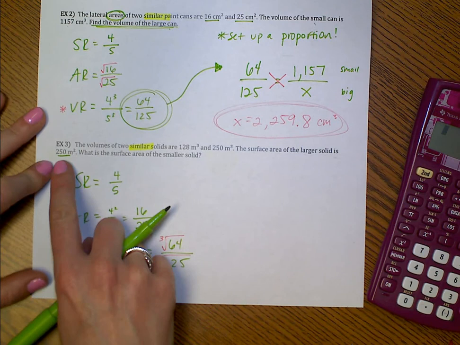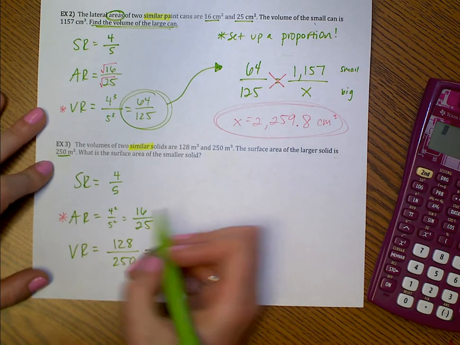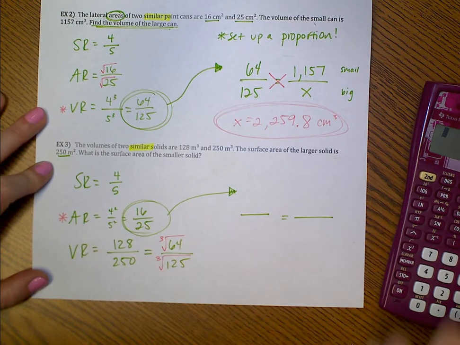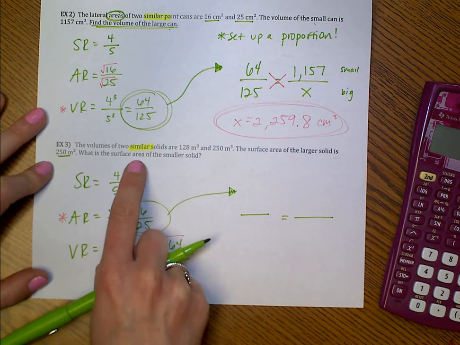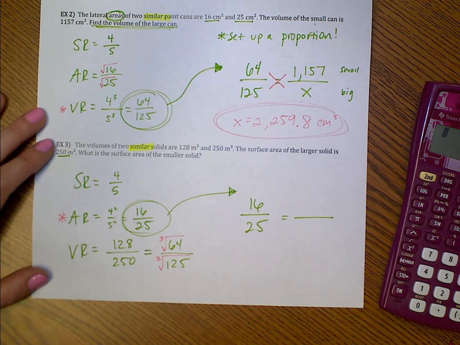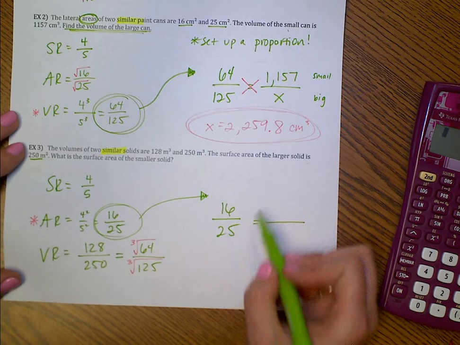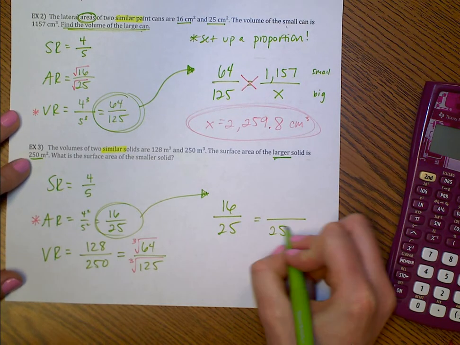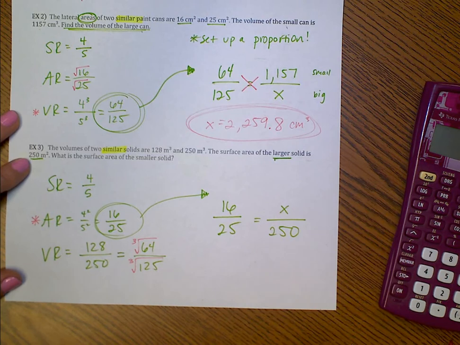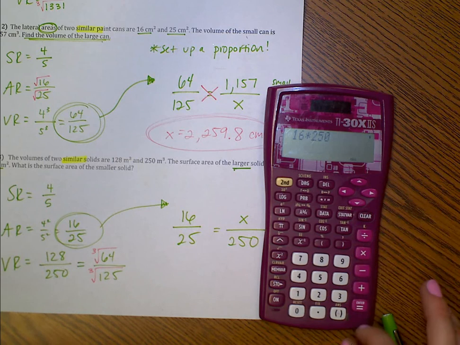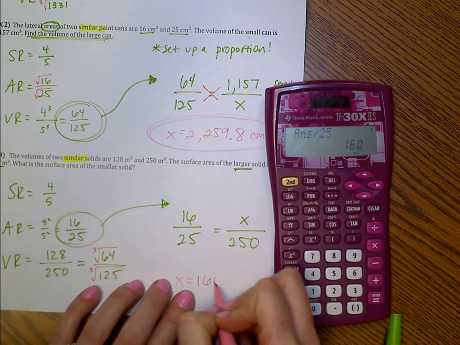All right, if you need to find a missing surface area, you need to set up a proportion. And I'm going to use the ratio that makes sense. If I'm finding a missing area, I need to use the area ratio, 16 over 25. Be consistent, I did small over big. They told me that the surface area of the larger solid is 250. So put that on bottom. We don't know the surface area of the small one. And then I just cross multiply and divide. And I get the surface area is 160 meters squared.